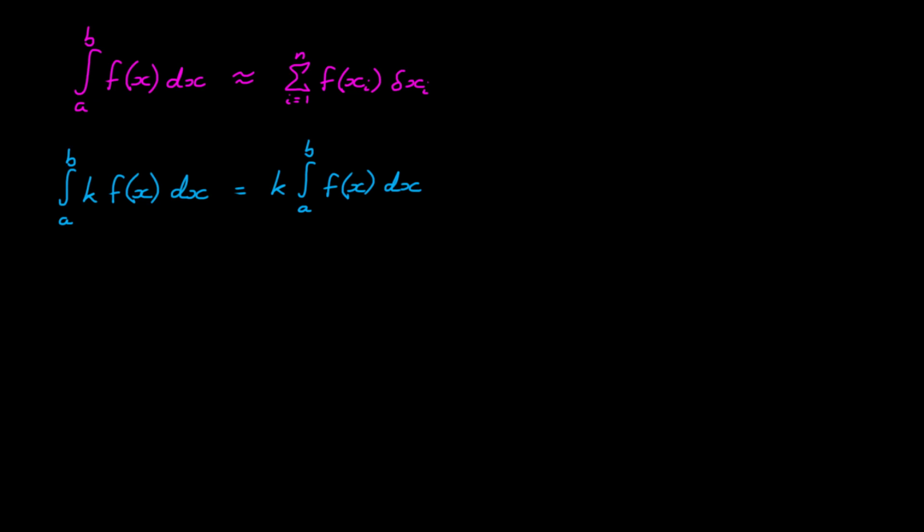The first property is that the integral of k f of x is equal to k times the integral of f of x. The constant in this case doesn't affect the integration at all, so we can take it out the front and perform the integration as if it's not there and then simply multiply by the constant at the end. The next property is kind of obvious.